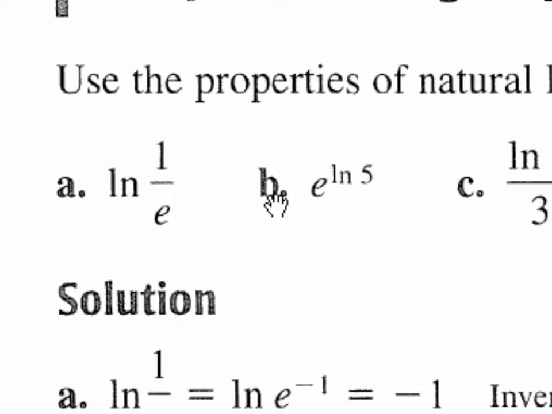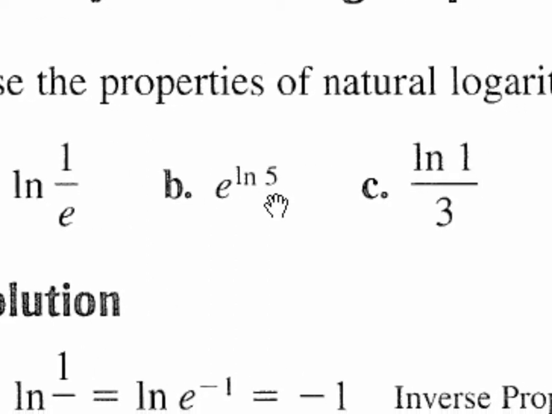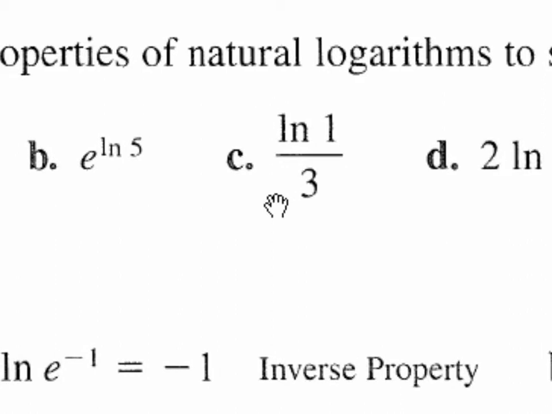All right, how about e to the natural logarithm of 5? 5. 5, that's exactly correct. Now, this one's a little bit, maybe not. What's the natural logarithm of 1 divided by 3? 1. 0. It is 0. That is correct.